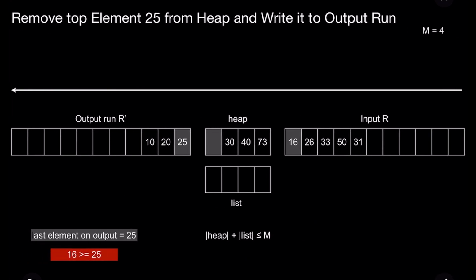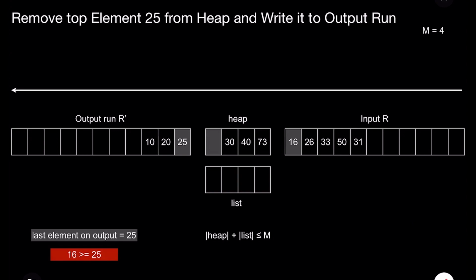So why on earth is it that this 16 is not inserted in the heap? Does anyone see it? Yeah? Because on the next iteration, 16 would go into the output and then, yes, we update it. Perfect answer.